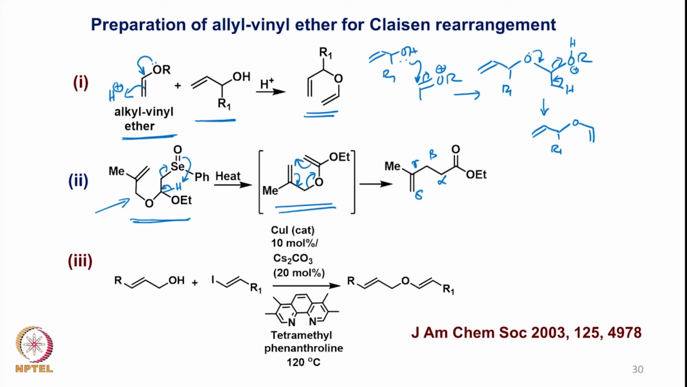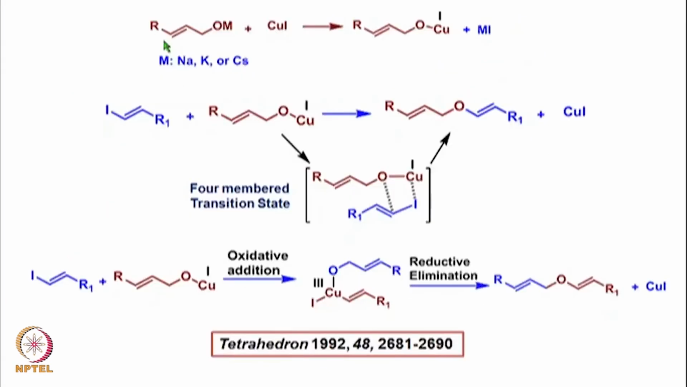Now there is another way of making allyl vinyl ether, which is somewhat more recent, by Buchwald, who has evolved this particular method, where he uses the allyl alcohol with vinyl iodide in the presence of cuprous iodide and cesium carbonate, at 120 degrees with phenanthroline. So now this is an interesting reaction. How does this reaction occur is something that we need to look at a little more carefully.